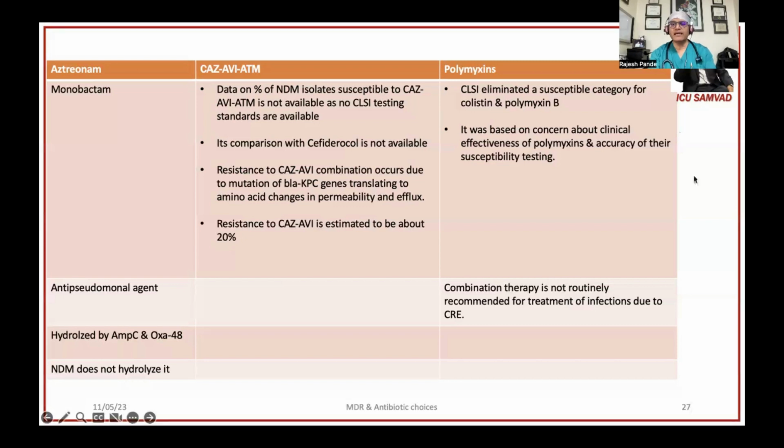Polymyxin, again, CLSI has made a change. All of you know that now they are reported as intermediate, because they eliminated the susceptible category, which was based on concern about the clinical effectiveness of polymyxins and the accuracy of their susceptibility testing. And combination therapy is not routinely recommended for infections due to CRE, that we need to understand.